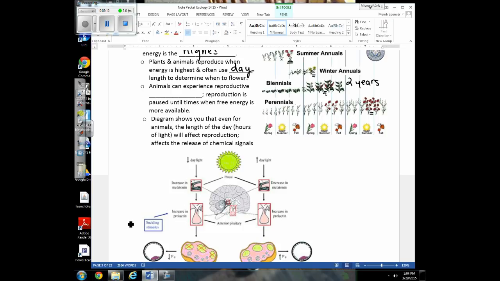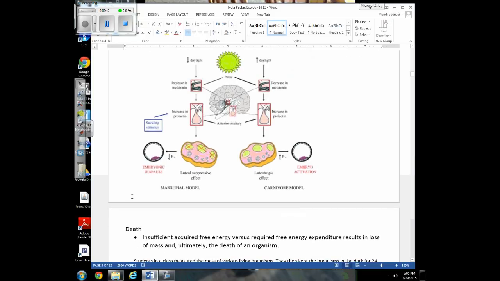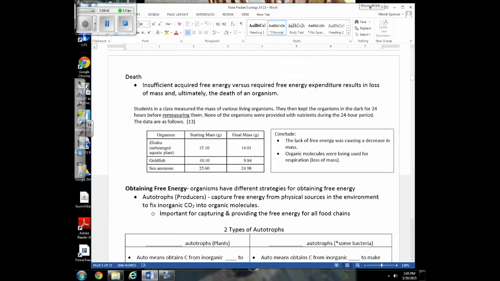We know that animals also use daylight to determine when to reproduce. The fact that they can actually pause and not reproduce all year long is known as reproductive diapause. Again, this is happening because they're trying to time their reproduction to a time when there's plenty of free energy. So you can see that there's signaling that goes on, and it's going to determine whether organisms are going to be able to reproduce at different times or not. You don't have to have this diagram memorized, but I just wanted to make the point that plants can respond to the length of day, and so can animals.